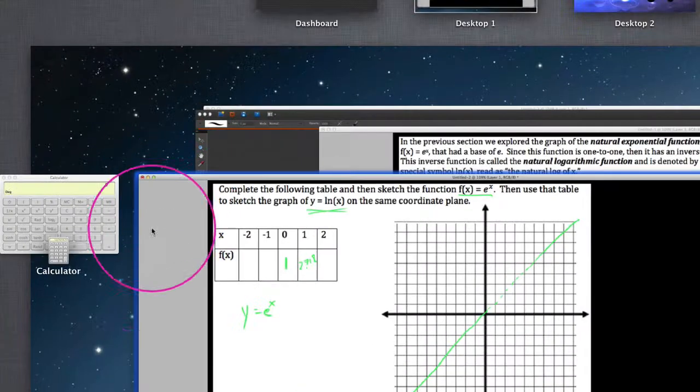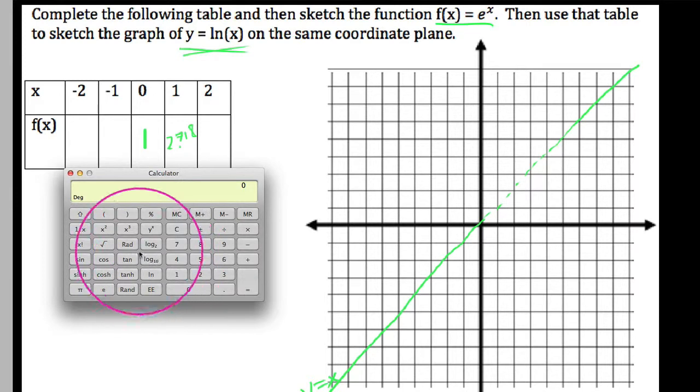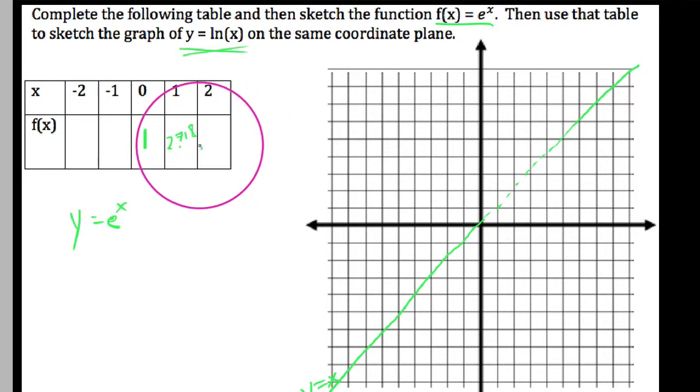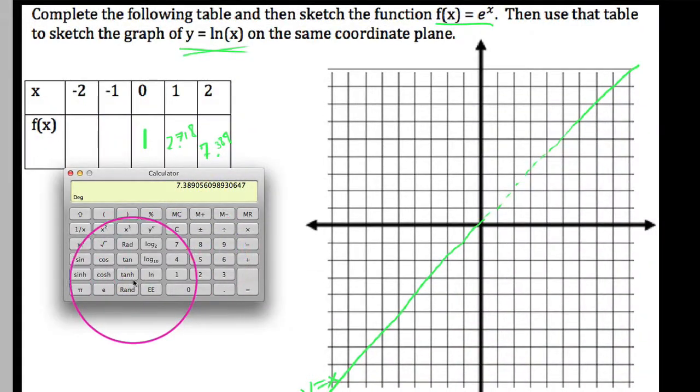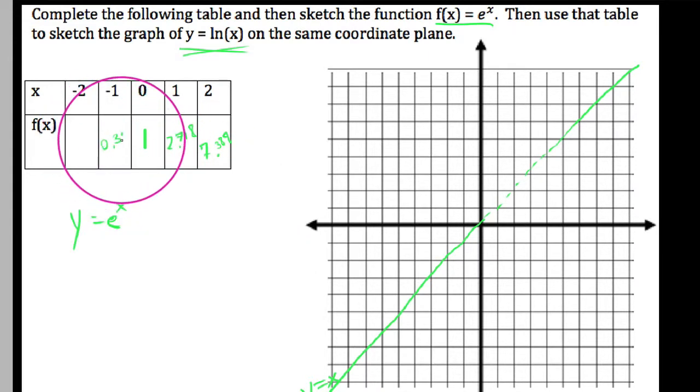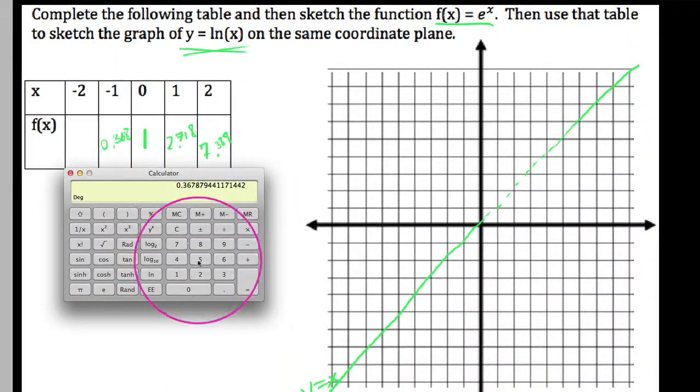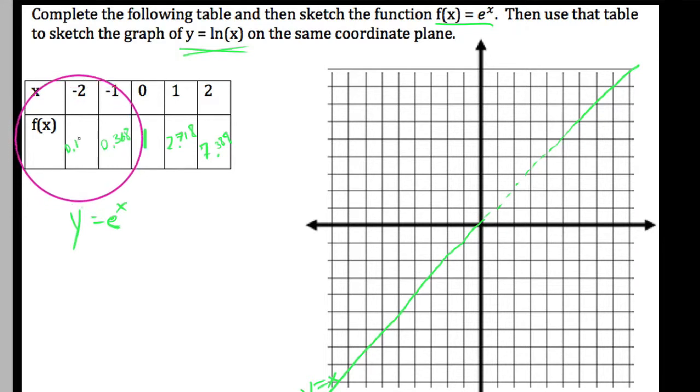How about this? I've got my calculator out here. E to the power of 2, we get about 7.389. E to the power of negative 1, we get about 0.368. And e to the power of negative 2, which would be 1 over e to the power of 2, we get 0.135.